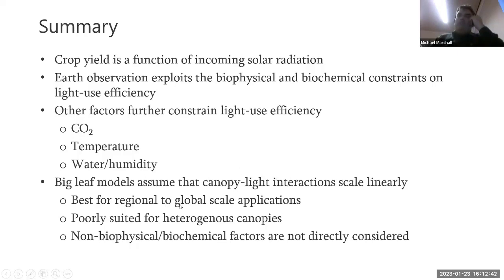So that's why it's best suited for regional or global scale applications, poorly suited for heterogeneous canopies and probably field scale assessments. And non-biophysical biochemical factors are not directly considered. They're sort of subsumed under that fPAR, because fPAR responds to these changes.